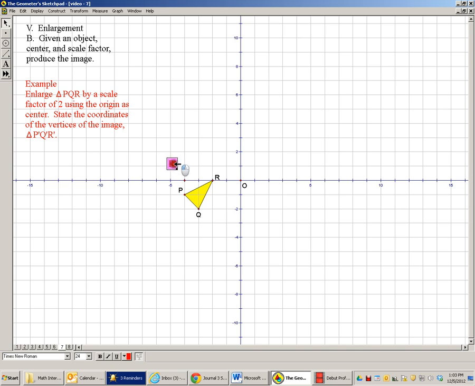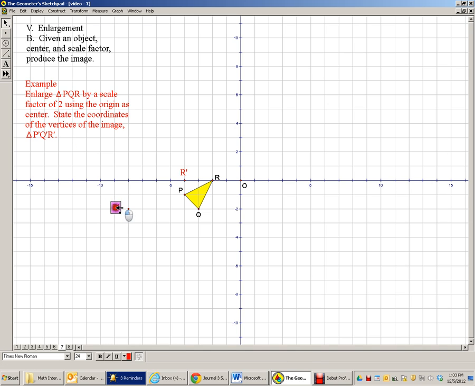I doubled the distance, excuse me. To get from O to P, I have to go 1, 2, 3, 4 to the left and 1 down. So I'm going to double those distances to get my P prime. So rather than 4 to the left and 1 down, I'm going to go 8 to the left, which is over here, and 2 down. And right there is my P prime.